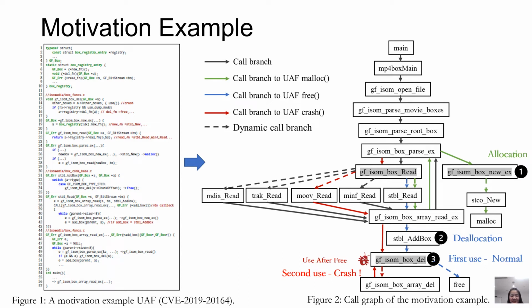It is noticed that the first use of the allocated heap memory object is normal, but after the function pointer in function 3 points to free and unsafely releases the heap memory object, the second use of it results in a use after free issue and may crash.